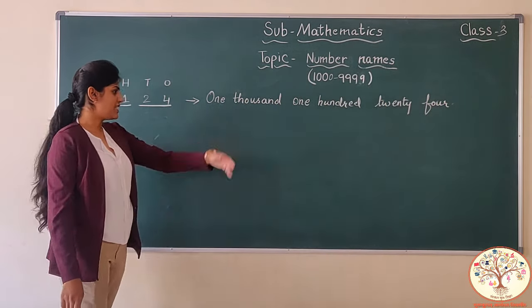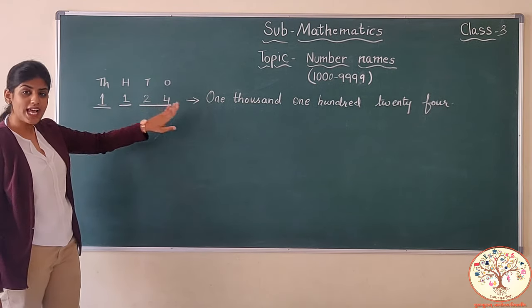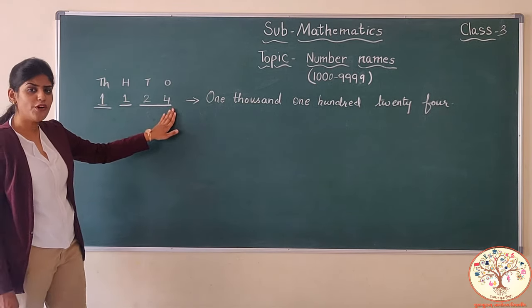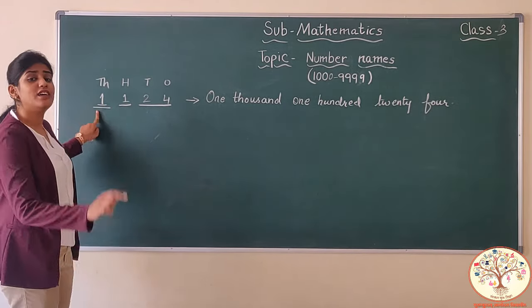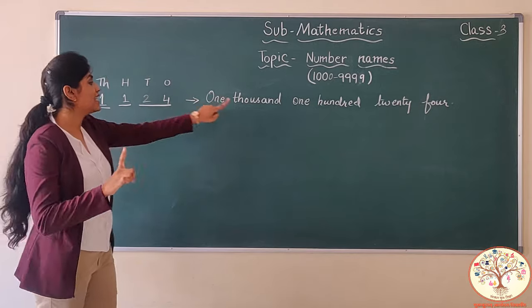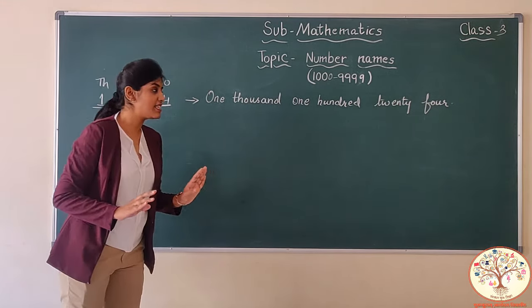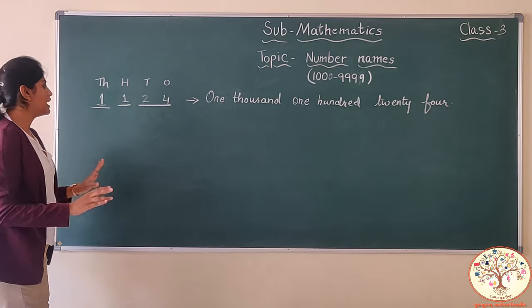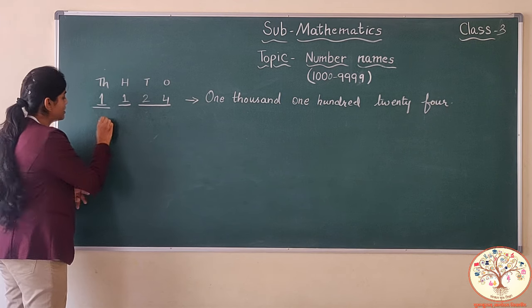So, what is the number name for this four digit number? 1124. There is nothing new in this number name. You just have to add one more place, that is 1000, towards the left of 100. That's it. And you can easily make the number name for a four digit number. Now, let's take some more examples.